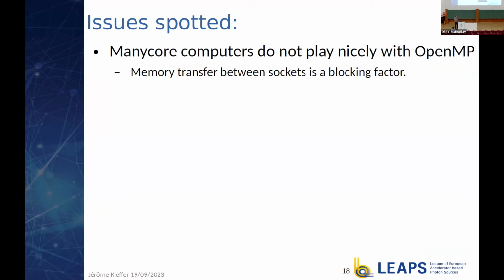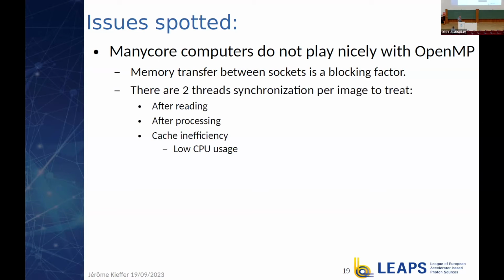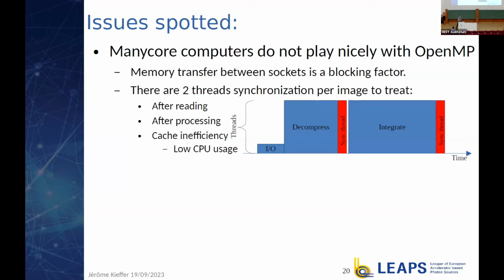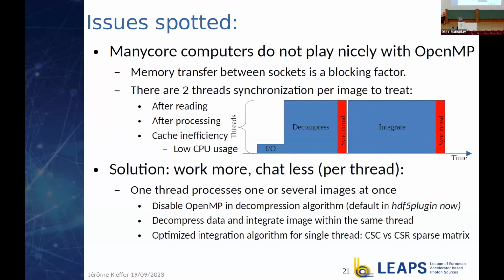So one problem is that memory transfer is usually a blocking factor. In our processing, we read data, so next, we do some I/O. This is serial, so one single thread. Then we decompress, and at the end of the decompression, we wait, we have a synchronization barrier. Then we have another processing that is also parallel, with another synchronization barrier. And this overall makes it fairly inefficient.